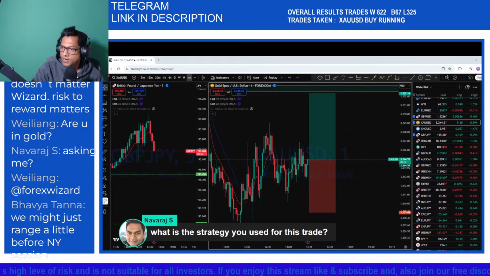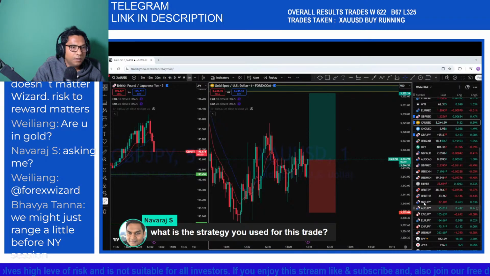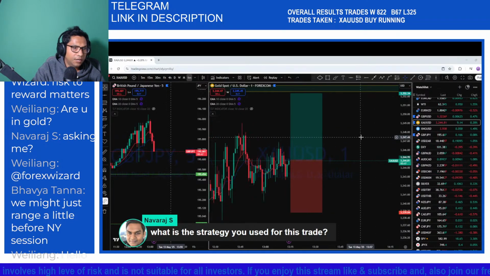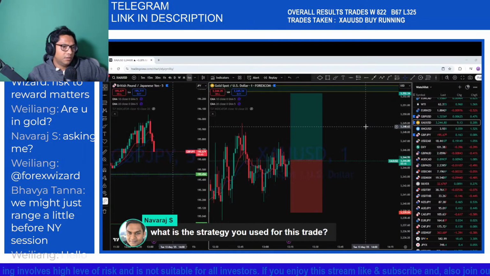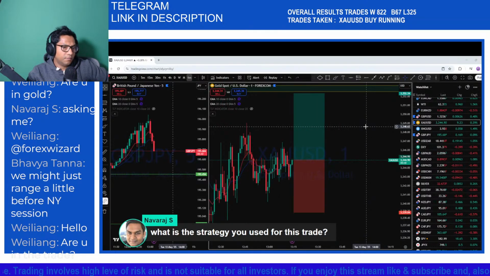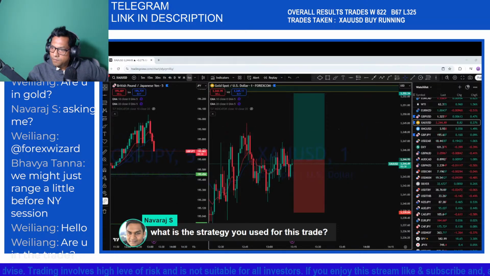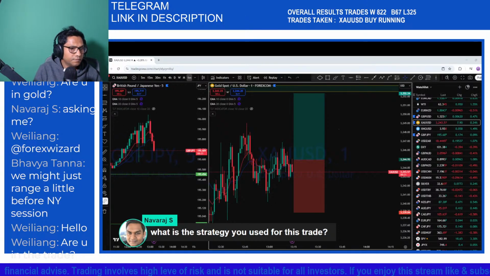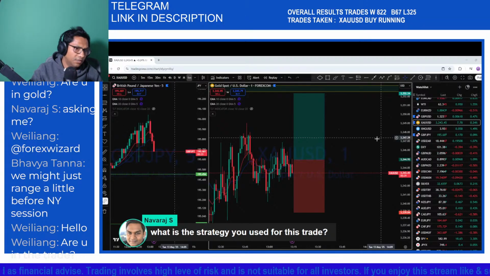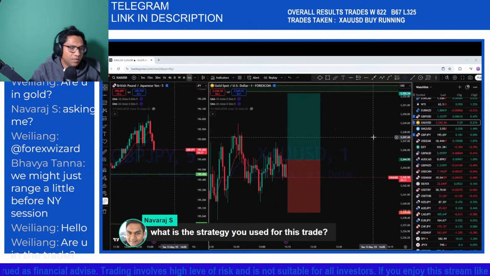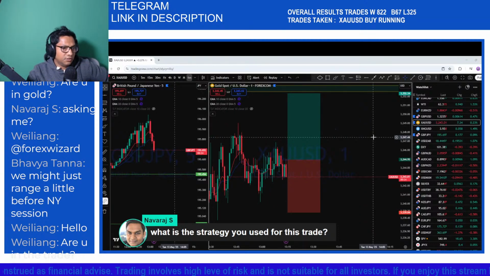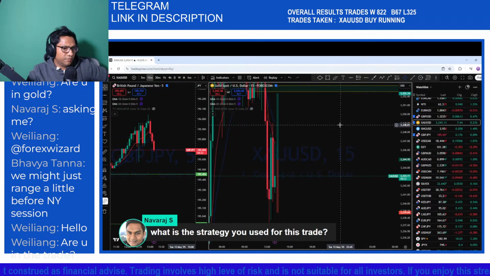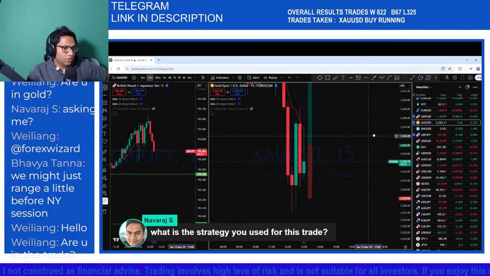Okay, so it has moved back up, and has entered into our entry again. Now this last candle, it's not what we expected. So there is a 15 minutes almost to the support.